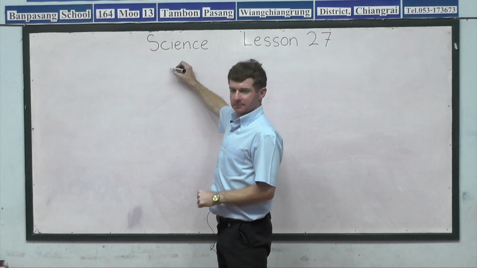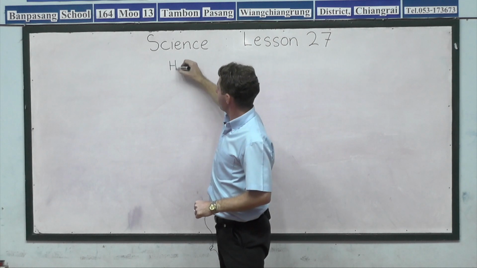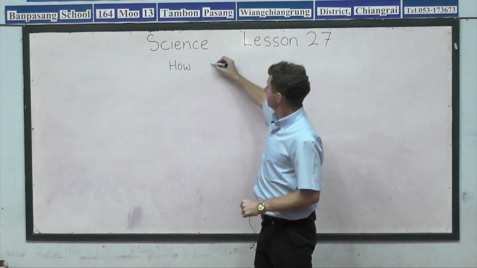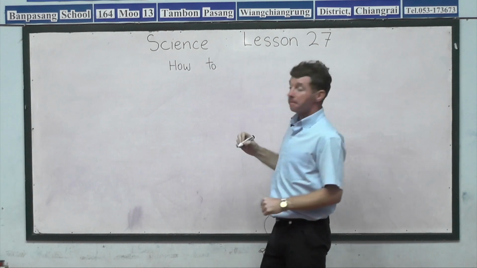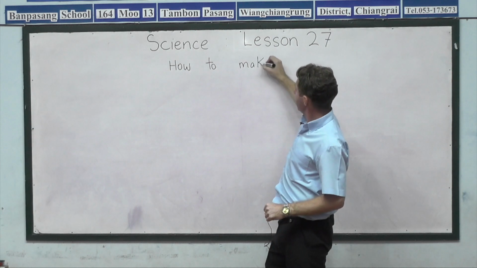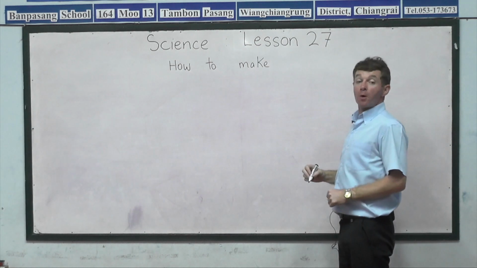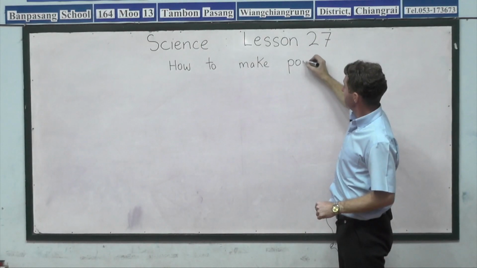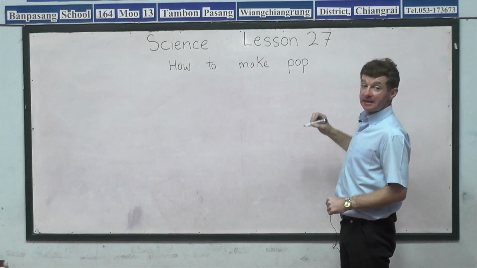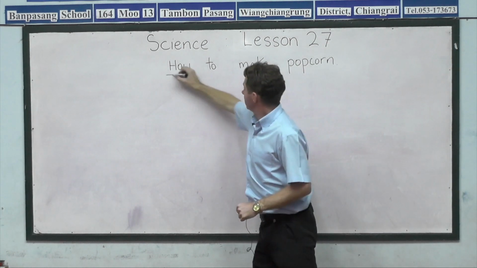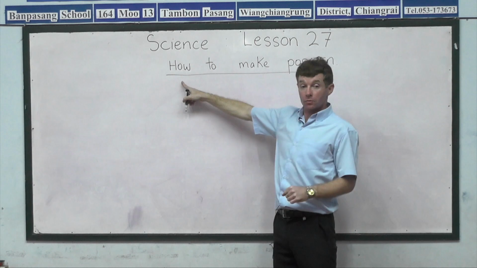How do we spell? H-O-W. To. T-O. Make. M-A-K-E. And popcorn. P-O-P-C-O-R-N. How?